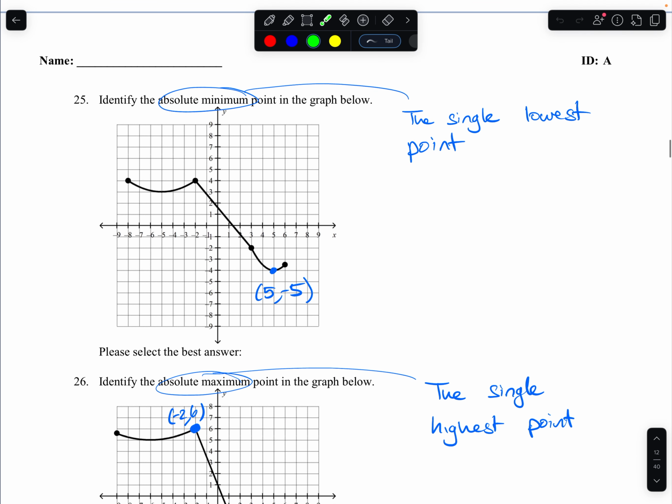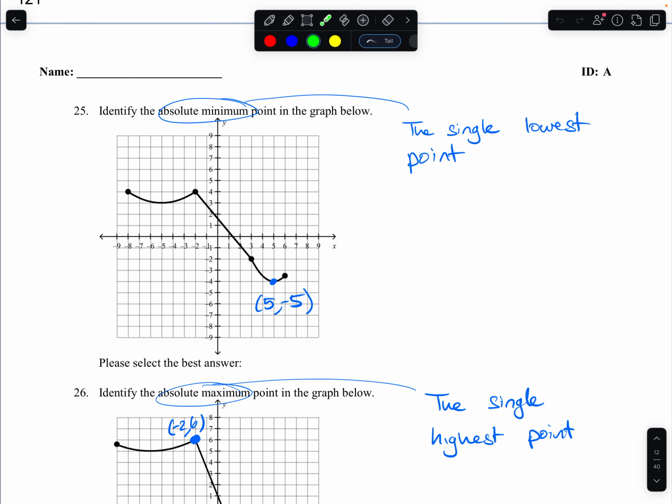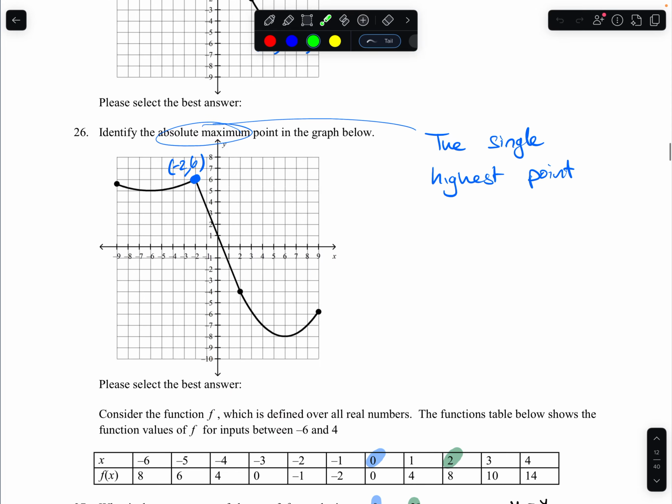Number 25, identify the absolute minimum point. That's the single lowest point. So even though this is a relative minimum at (-5, 3), it is not the absolute minimum. There's only one absolute minimum, and that would be at (5, -5). Number 26, again, there can only be one absolute maximum. In this graph, it's at (-2, 6).